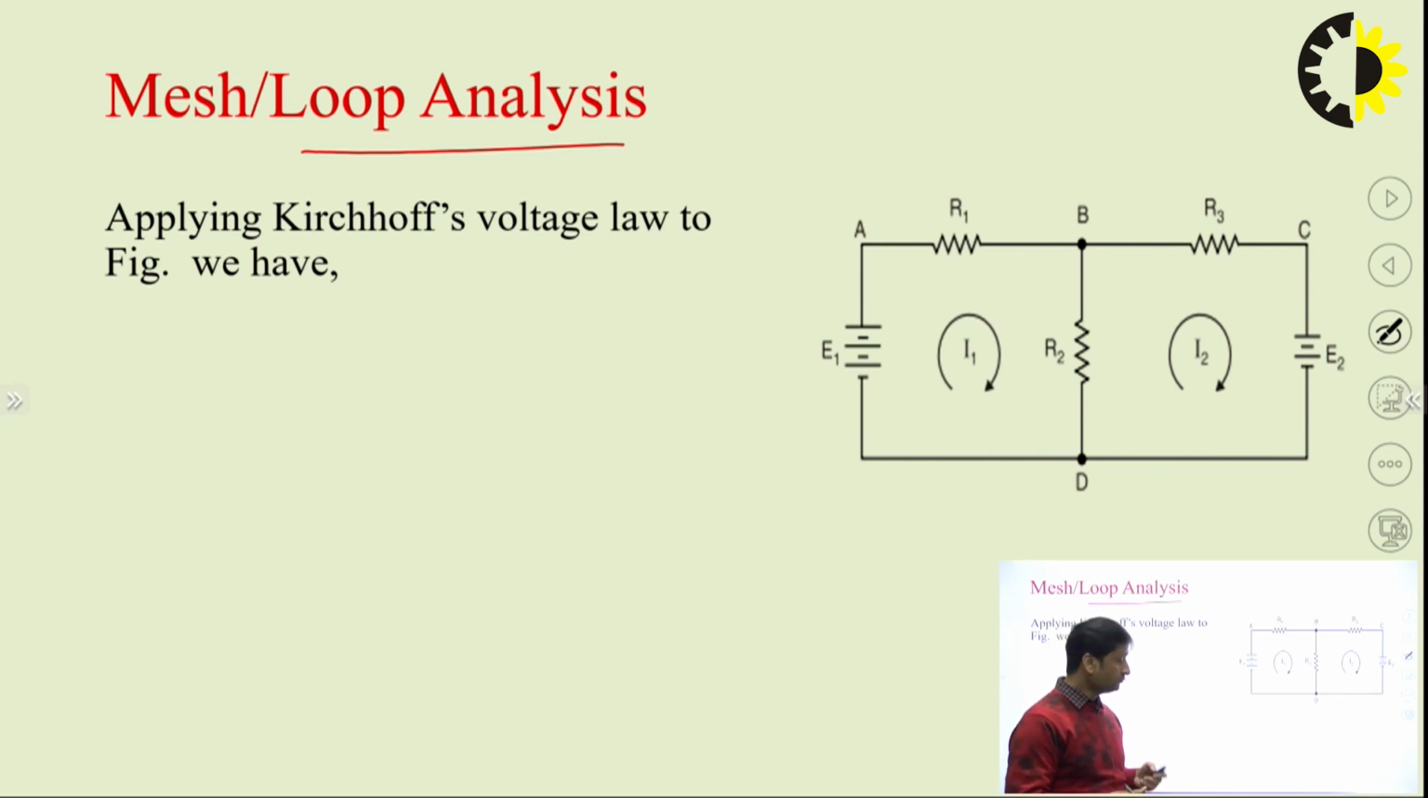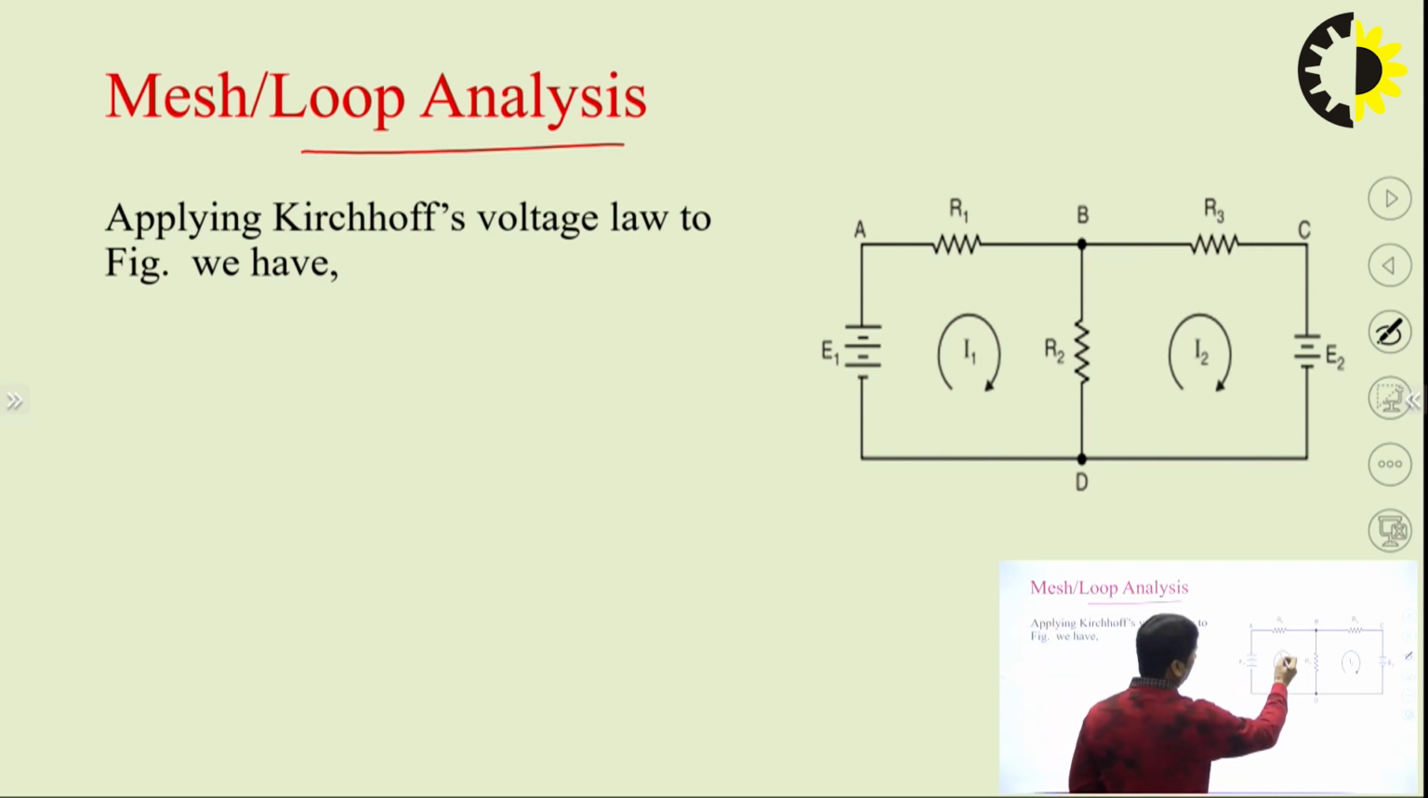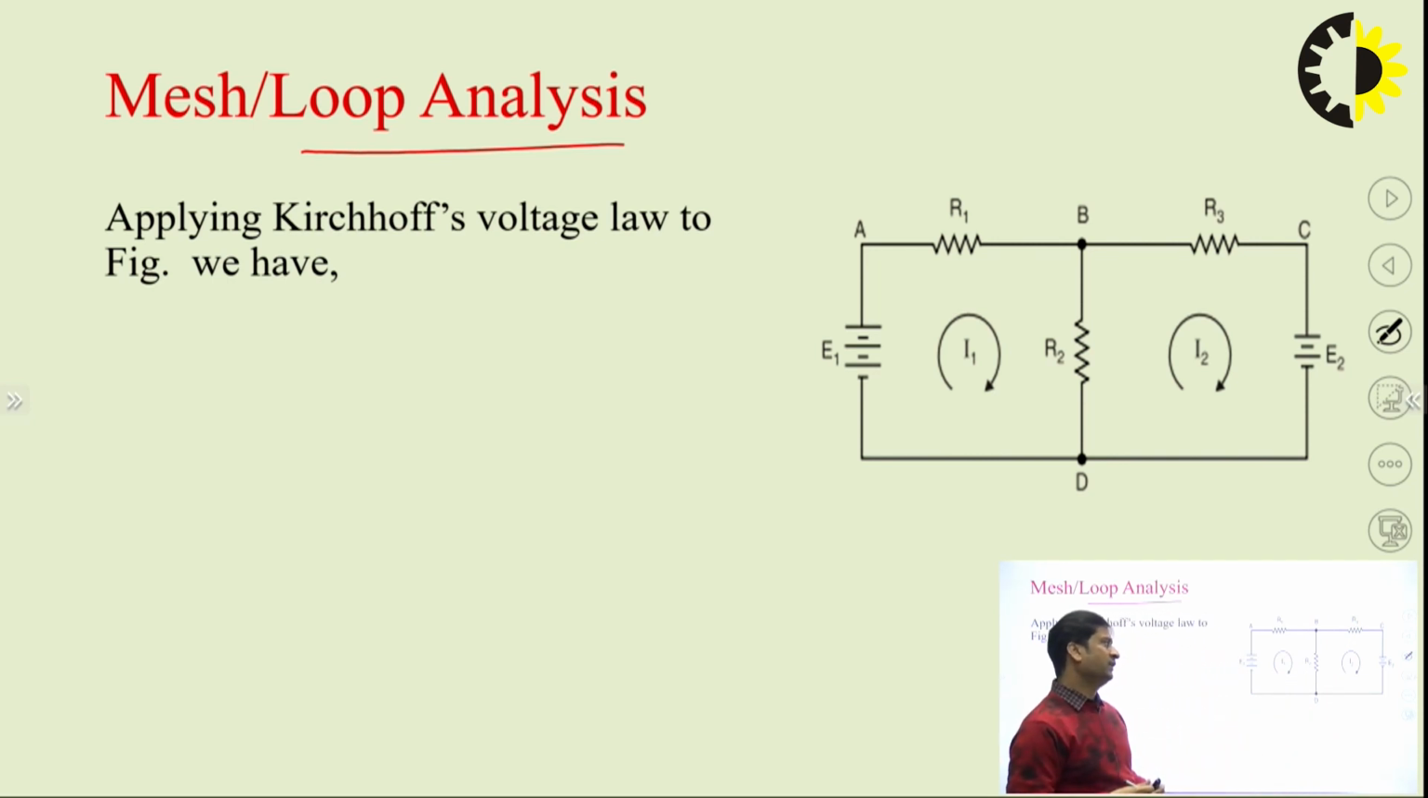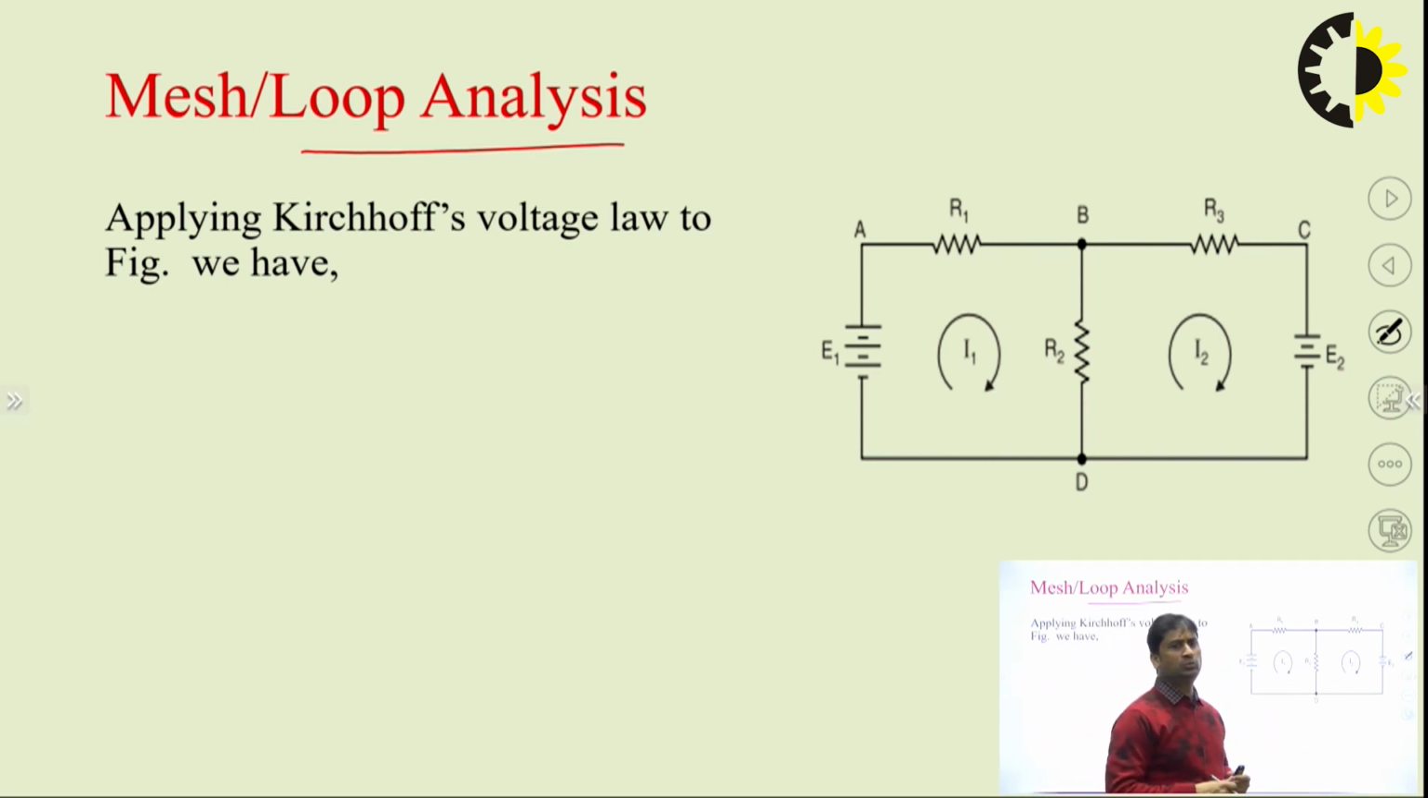Okay. So first of all, to understand this mesh and loop analysis, let us take a simple circuit. I have taken a circuit. In this circuit we have R1, R2 and R3, the three resistances. Okay, and E1 and E2 are the DC sources.